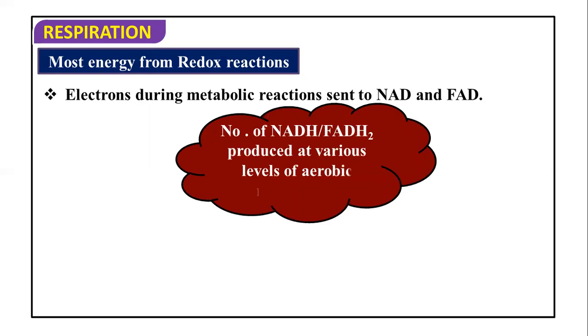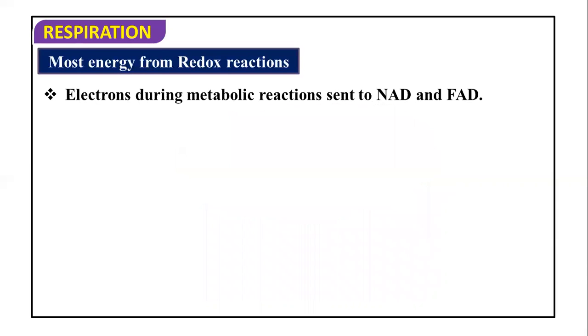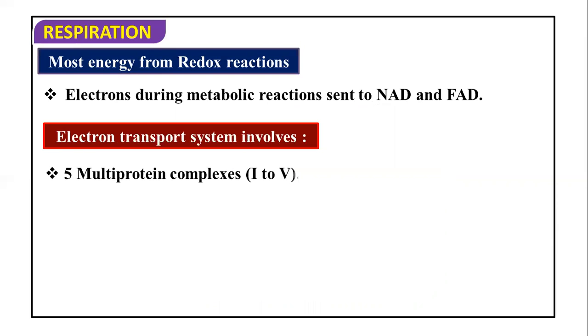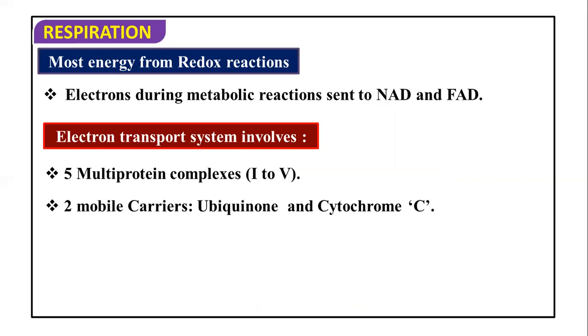The number of NADH2 and FADH2 produced at various levels of aerobic respiration help in gaining ATP or energy. So the electron transport system involves 5 multi-protein complexes, complexes 1 to 5, which we have just seen. And in that we will discuss that 2 mobile electron carriers are there, ubiquinone and cytochrome C.